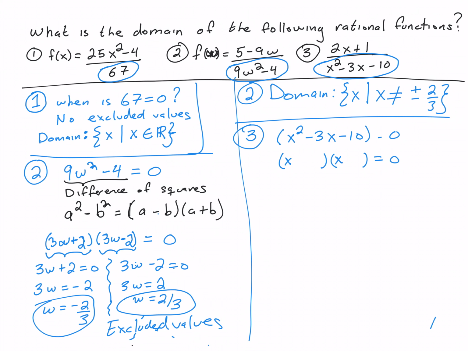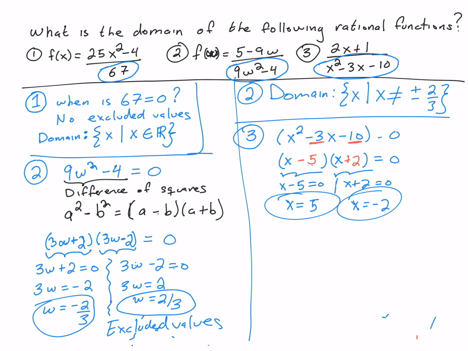Now we're looking for two numbers that multiply to minus 10 and sum to minus 3. So what are those two numbers? Well, that would be minus 5 and plus 2, because minus 5 times 2 is minus 10, and minus 5 plus 2 is minus 3. Then you just do the same thing we did in the previous problem. Set x minus 5 equal to 0 and x plus 2 equal to 0. If we solve these, I would get x is 5 and x is minus 2. So the excluded values are 5 and minus 2.